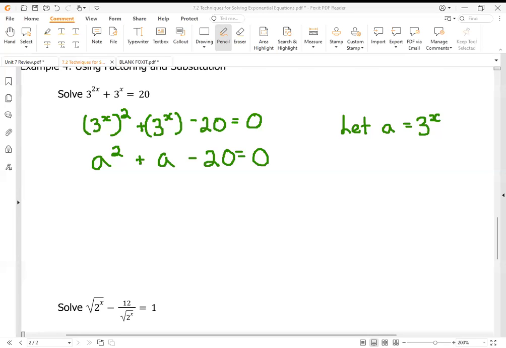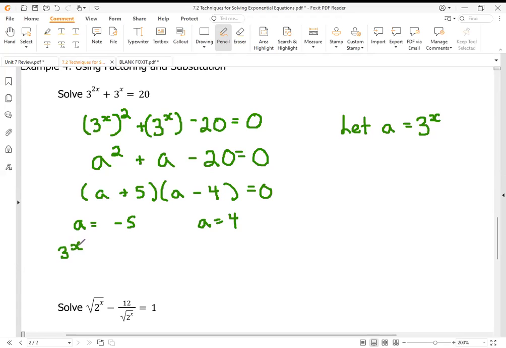All right, let's try this. So the factoring, I believe, is not the main challenge here. It's, okay, where is that going? So this is unfamiliar territory, right? A equals -5 or A equals 4. But that means 3 to the power of x equals -5 and 3 to the power of x equals 4.